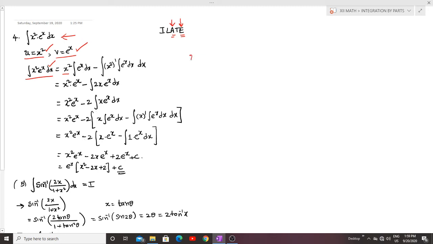because the formula is u integration v minus integration u dash integration v. So u is x square integration v minus integration of u dash integration of v into dx whole dx. Okay. So x square e power x integration is e power x only, minus x square derivative is 2x into e power x into dx. Okay. So it is x square into e power x minus 2 into integration of x into e power x into dx. So finally we get x square into e power x minus 2.